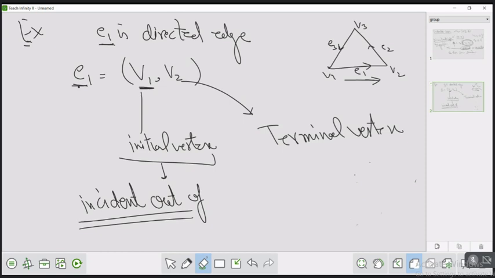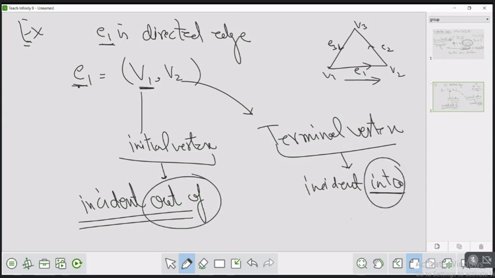Okay, and at the terminal point we will say that the edge is incident into. So here are two words, out of and into. So it means that here E is a directed edge in which V1 is the initial vertex and V2 is the terminal vertex, and edge E1 is incident out of V1.